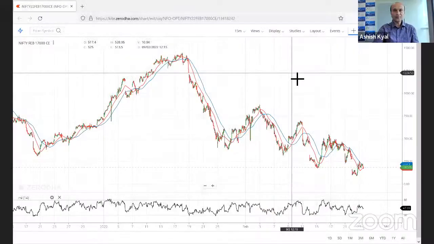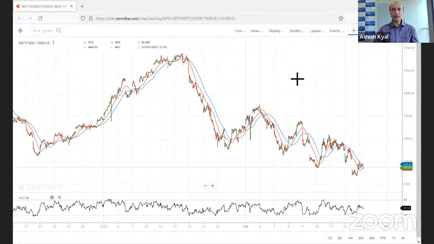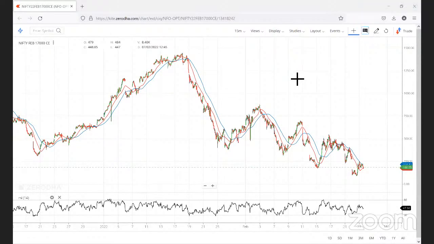Let me very quickly share an example with the help of a chart of a 17,000 call option expiring in the Feb end. So we are taking an example of that so that you are able to understand how to look at that moving average. If you look at the overall chart here, you might be able to see that I have plotted two different moving averages on the option chart directly. One of the moving averages, the red one, is the period of 30, and the blue one is 60 period.